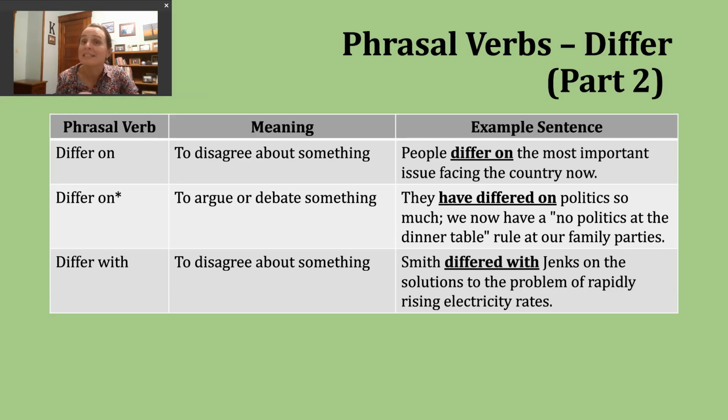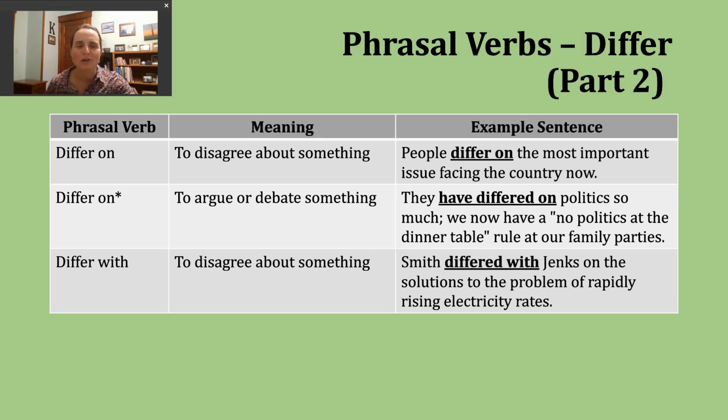The second way to use differ on, again, kind of strengthens it to the point where we are arguing or debating something. An example of this: they have differed on politics so much. We now have a no politics at the dinner table rule at our family parties. Okay? Here's another present perfect sentence, right? This action of arguing maybe started in the past or occurred at some unknown point in the past, maybe many times in the past.